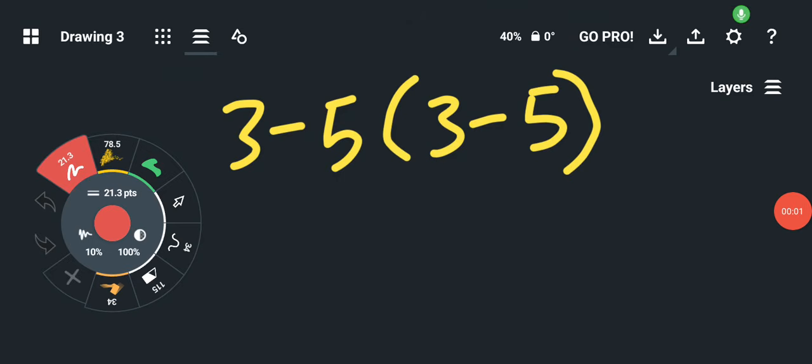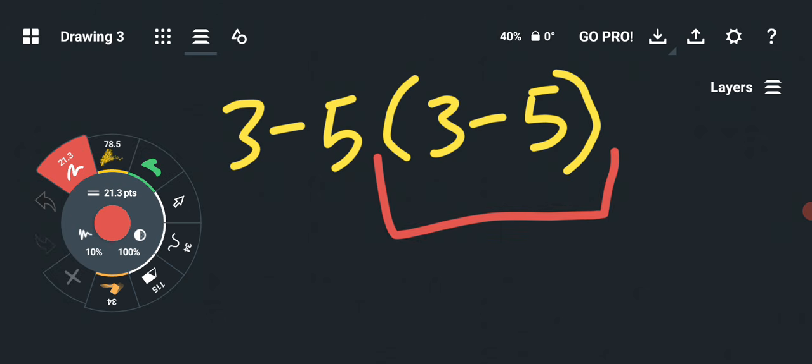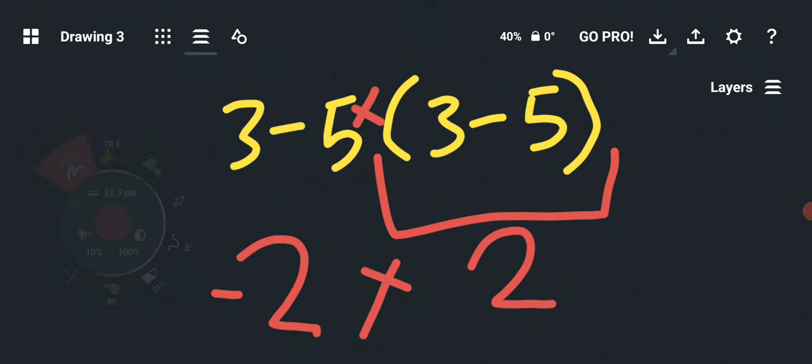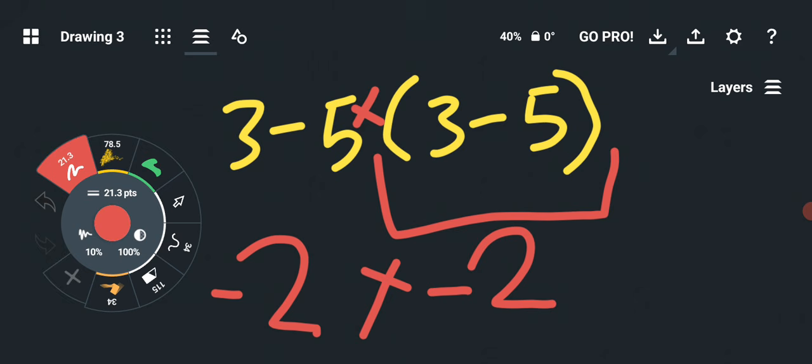Alright guys, here's why a lot of people think the answer is 4. They say 3 minus 5 gives us minus 2. And of course there is a multiplication sign here and then a multiplication sign down here, and 3 minus 5 is another minus 2. And remember, there is a minus sign and there is a minus sign here because 3 minus 5 gives us minus 2 and 3 minus 5 gives us minus 2.